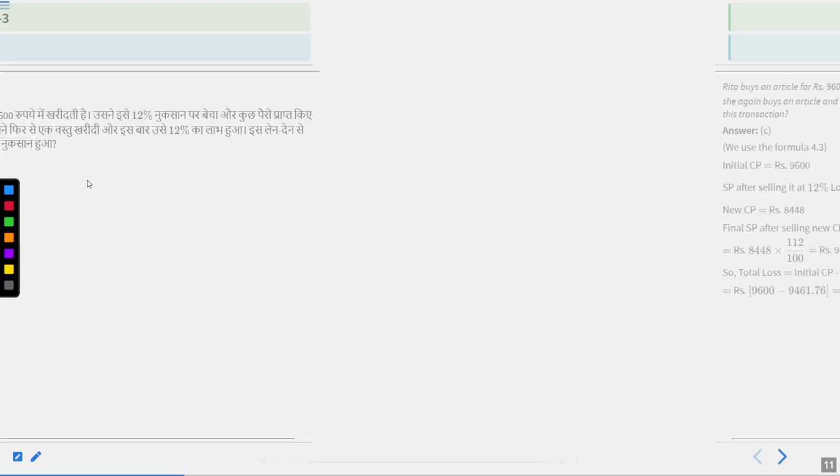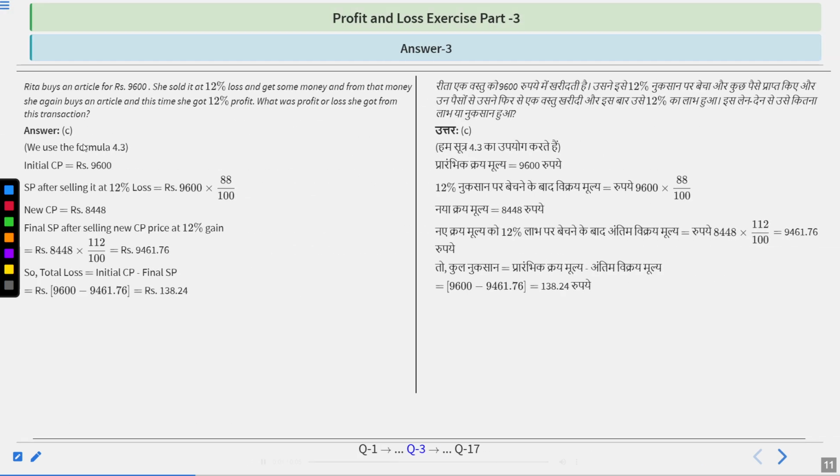Now time's up. Let's see the solution. Now the question says that the cost price of the article is 9,600. Clear? SP after selling it at 12% loss, what does it become? When we calculate it, 88% of 9,600 because of 12% loss. So it will sell at 88%. So our new CP is 8,448.